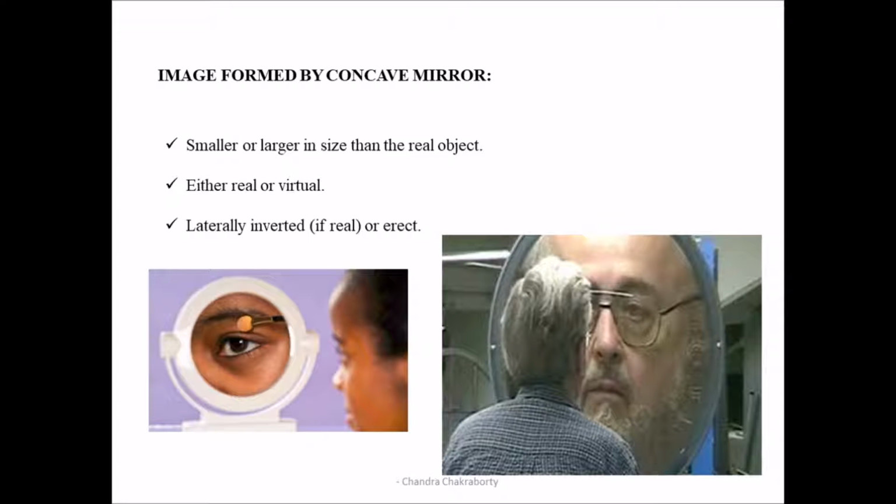Now my friends, let's see what kind of images are formed by a concave mirror. A concave mirror forms images smaller or larger in size than the real object. It forms an image that is either real or virtual. If it is real, the image is inverted; if virtual, it is erect. Here you can see both images use a concave mirror. In the first example, she is using a concave mirror so that she can get an enlarged image of her eyes. And in the second image, the man can see an enlarged view of his face using a concave mirror.